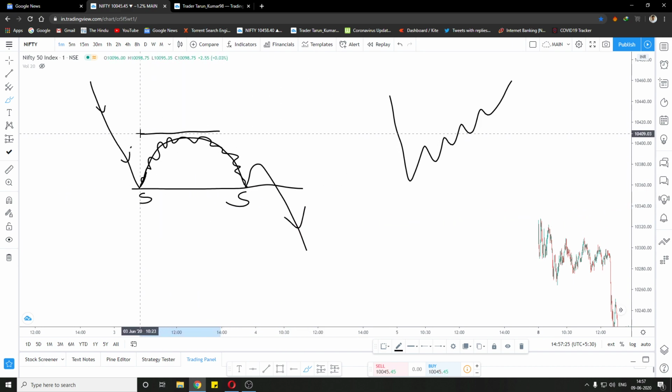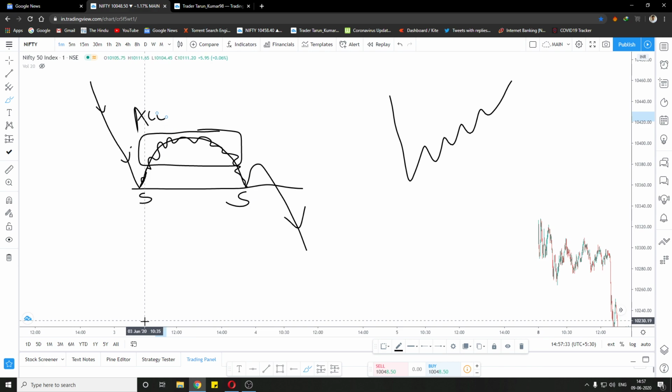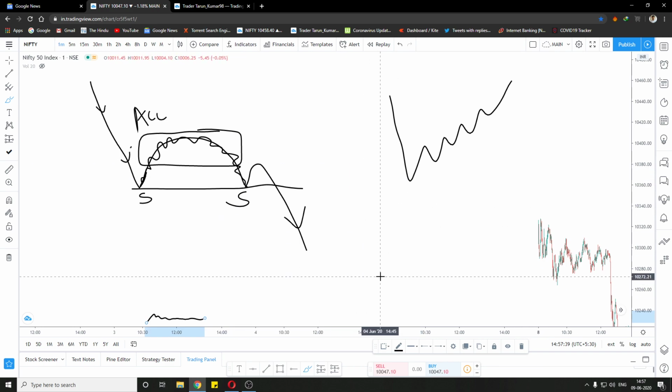So this area represents people accumulating more sell positions. We can see that the volume will be low, there will be very little volatility, and the market continues. So these are the 5 patterns that we learned.